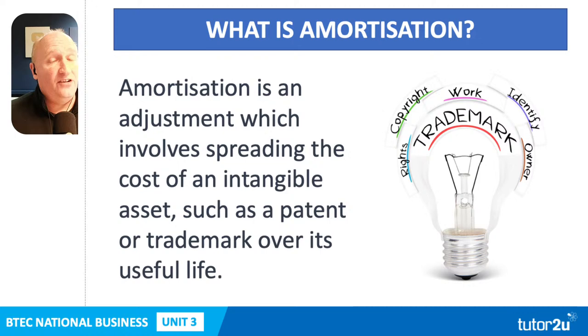What happens is you reduce the value of that intangible asset over a period of time. So let's say, for example, the patent was worth, well, let's go back to that question. It was £300,000. Let's say that it's going to last 30 years. Yeah, that will be £10,000 amortization per year. So that's our first question.